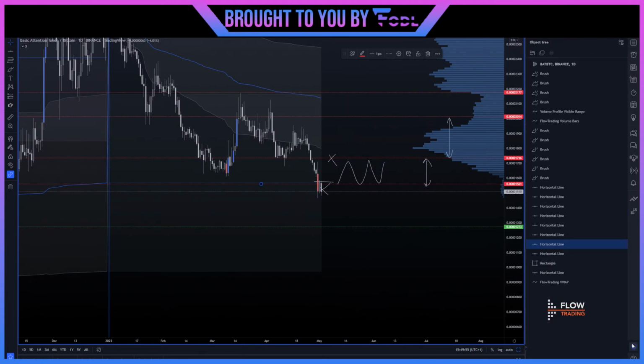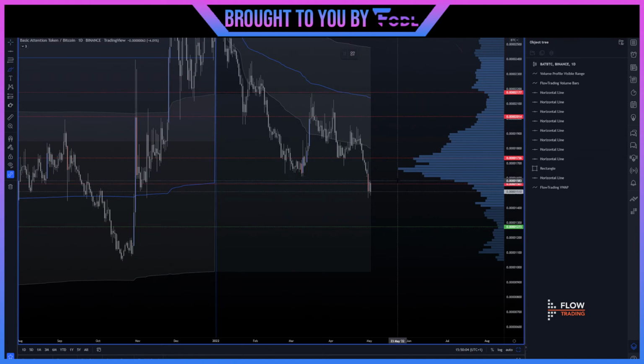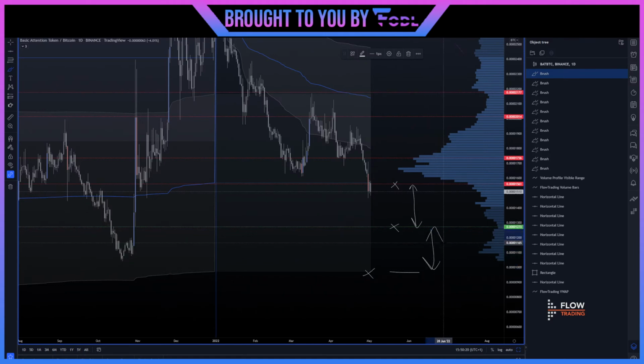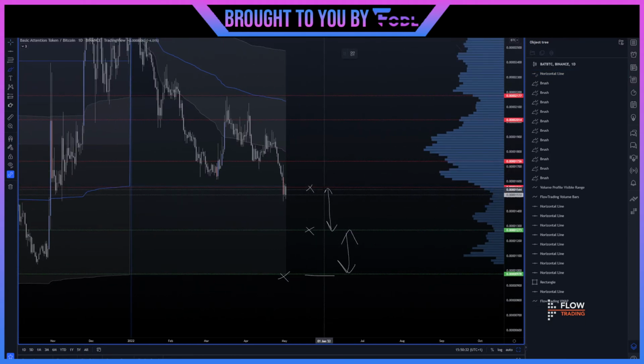Okay, so I'm going to delete these scribbles, and this should be resistance until proven otherwise, and this here should be support. So we trade inside of this range. Break below that and this level here should act as the next level of support, so we trade inside of there. Okay, in fact what I'll do is I'll do this like that. Alright, if we break above this level here, then you can see that this acted as support before, so it's probably going to be resistance.